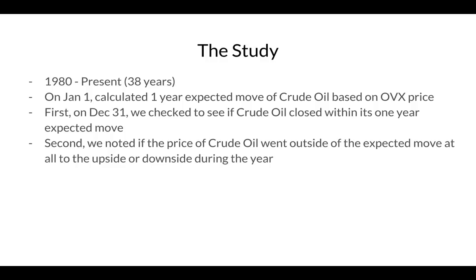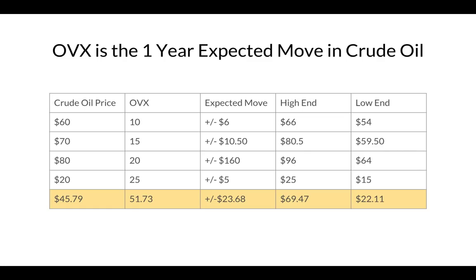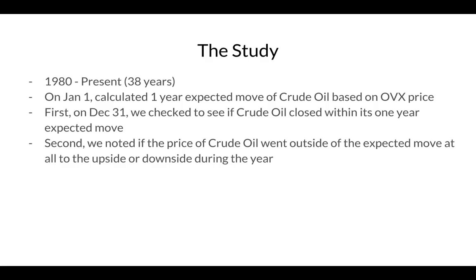And we calculated the 1 year expected move, just like you're seeing right here, very, very straightforward, of crude oil based on the OVX price. So first, at the end of that year, we checked to see if crude oil did in fact close within its 1-year expected move. And the second thing we did was we noted if the price of crude oil at any point in time of that year went outside of the expected move, either to the upside or downside, and we plotted it.